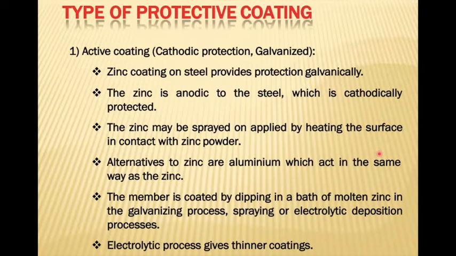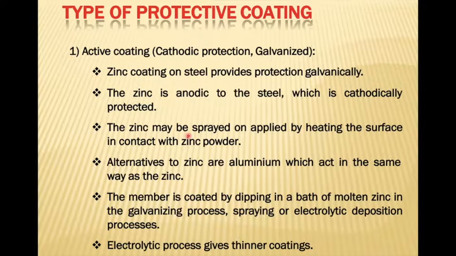As for the protective coating, we have a variety of types of coating that we can apply to steel. The first one is active coating, or cathodic protection, galvanized. Zinc coating on steel provides protection galvanically. The zinc is anodic to the steel, which is cathodically protected.